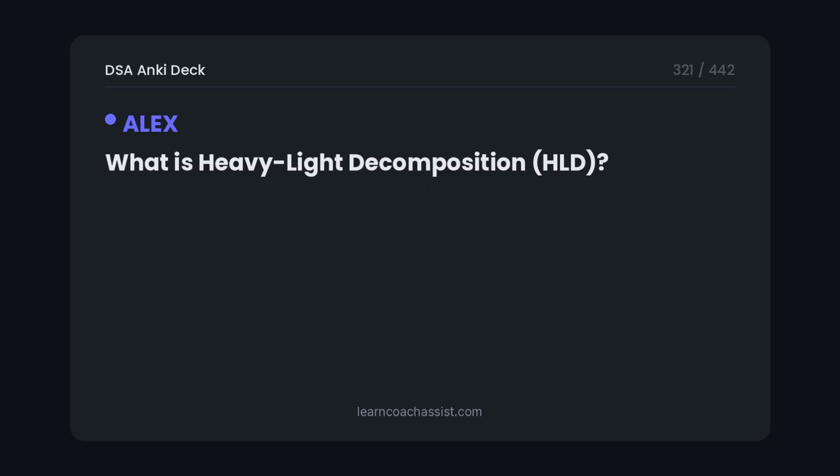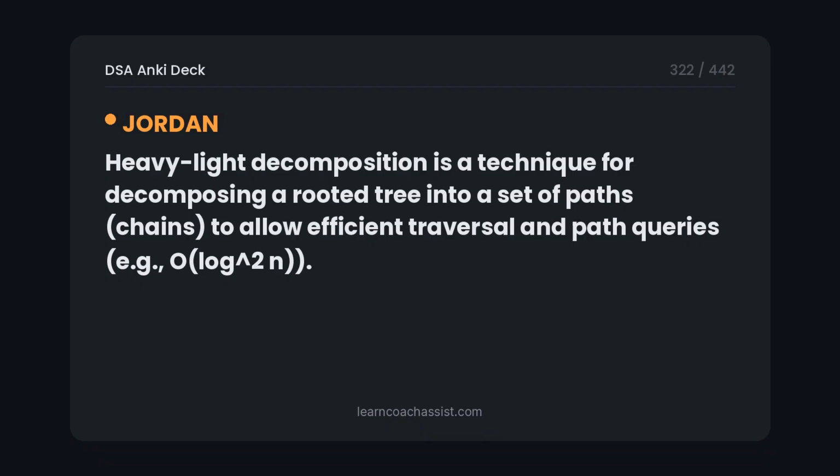What is heavy light decomposition, HLD? Heavy light decomposition is a technique for decomposing a rooted tree into a set of paths, chains, to allow efficient traversal and path queries, e.g., O(log^2 n).